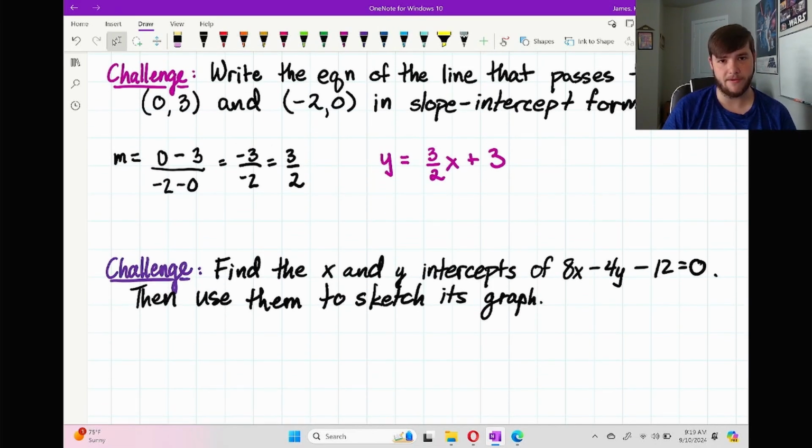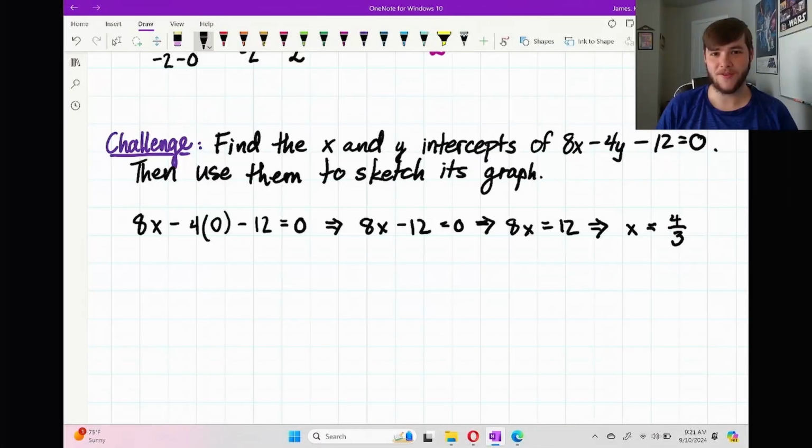One more tricky problem for you. Find the x and y intercepts of 8x minus 4y minus 12 equals 0, and then use them to sketch its graph. If you need a hint, let the video play a little bit longer. Ready for the hint? X-intercepts occur when y is equal to 0. So what I do is set y equal to 0 and see what I get for x. Turns out to be 4/3. See if you can use this to grab the y-intercept as well.